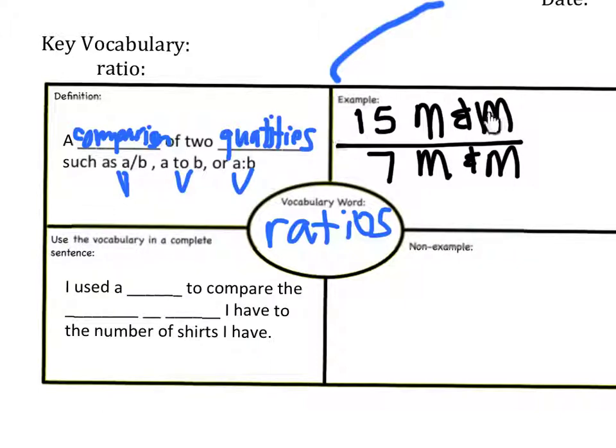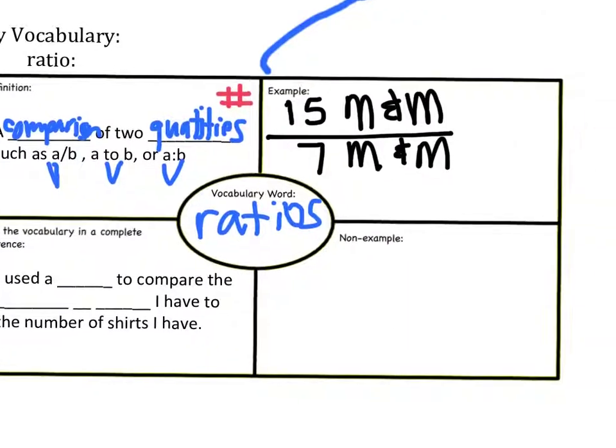That is a ratio right there because we are making a comparison of two quantities. In fact, let's go ahead and put a little number sign next to quantities. That's just a big word that basically means numbers. We're comparing numbers. Let's go off to the side here because I know you've been comparing numbers in your science class. So let's look at the molecule H2O.